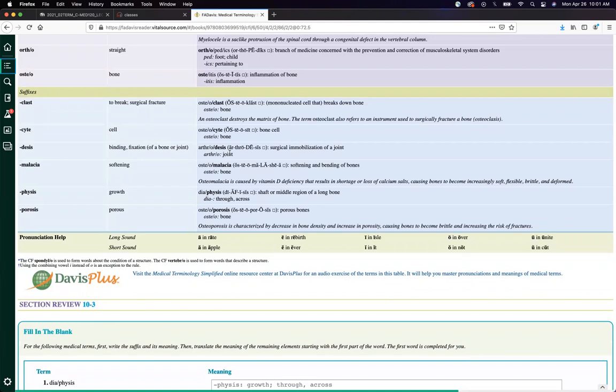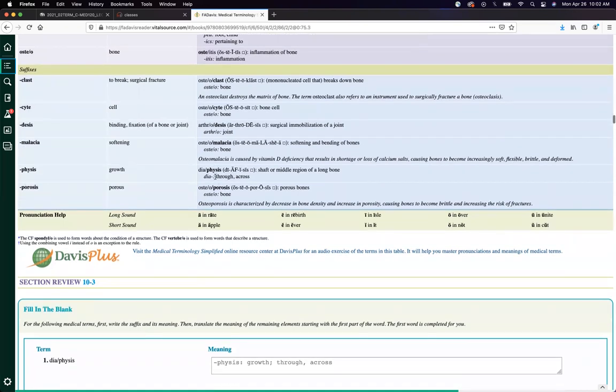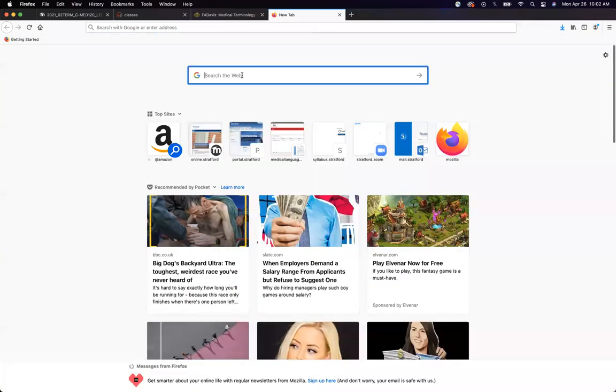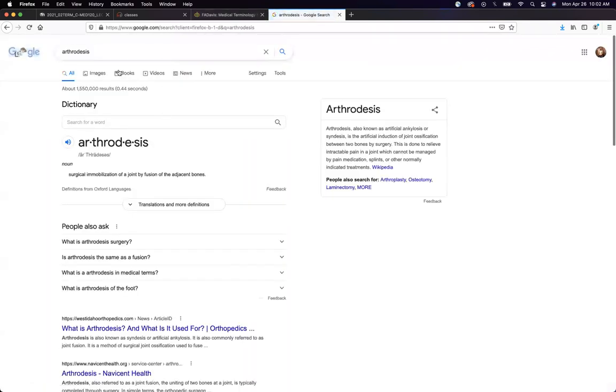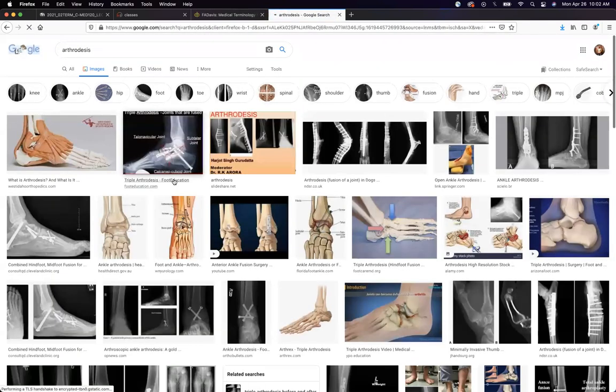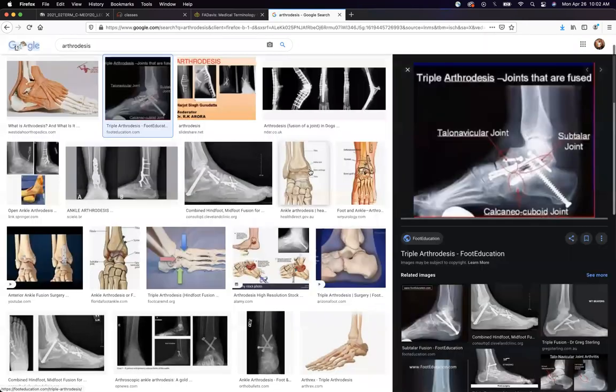Desis, arthrodesis: we use pins and these metal bands and all these things to immobilize a joint. Maybe you guys have seen that before. Let's look at a picture. It's better to look at a picture. See that? Put screws and pins and whatnots.